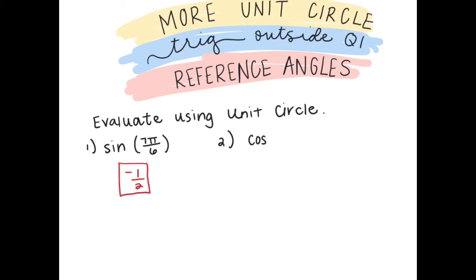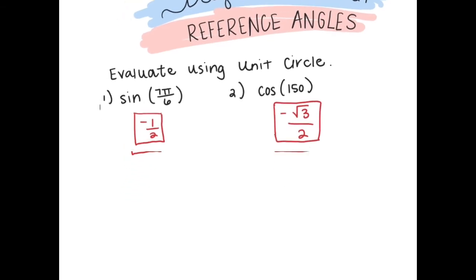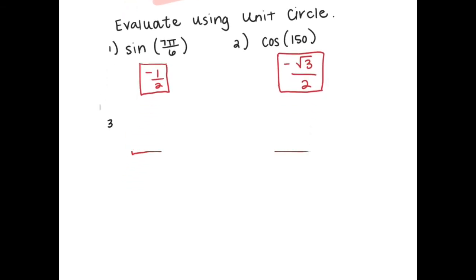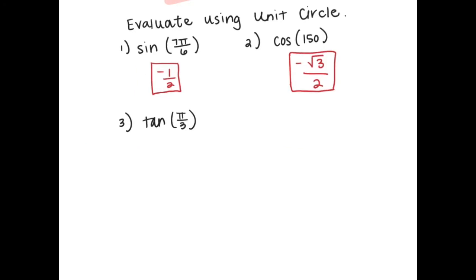When we're looking for sine and cosine, you just need to look for the angle measure and then look for the appropriate coordinate. Cosine is first, sorry, sine is second. Now let's take a look at what happens when we have our tangent.